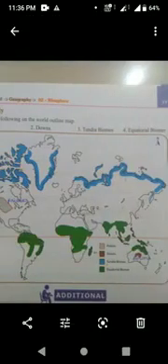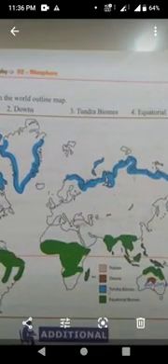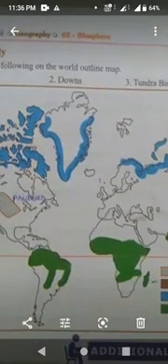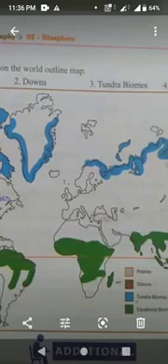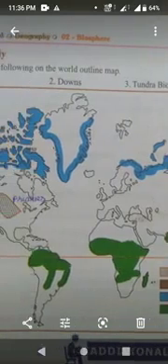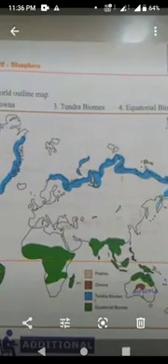Okay, students. Did you write? Next, map study they have given, isn't it? Locate the following on the world outline map. In this map, what can you see? First place, the Prairies. Did you find out these Prairies? That slash line, isn't it? Next one, it is in North America. Prairies in North America. And Downs, where you can see, that is in Australia.